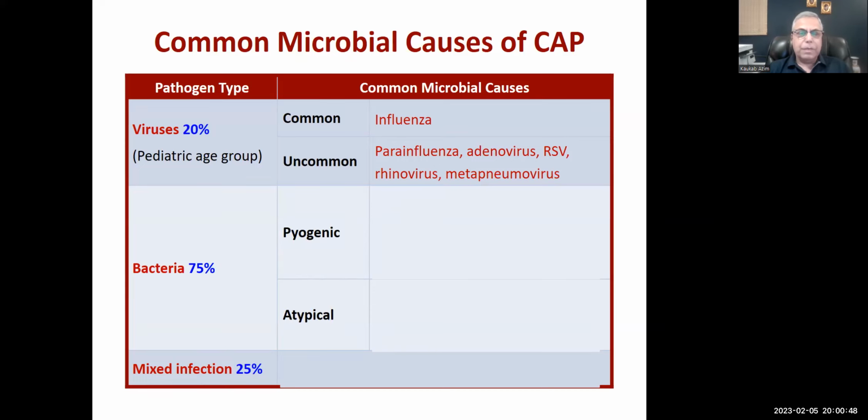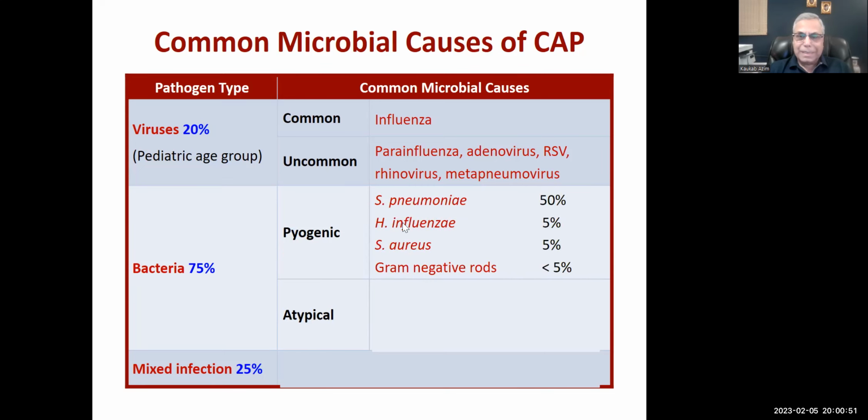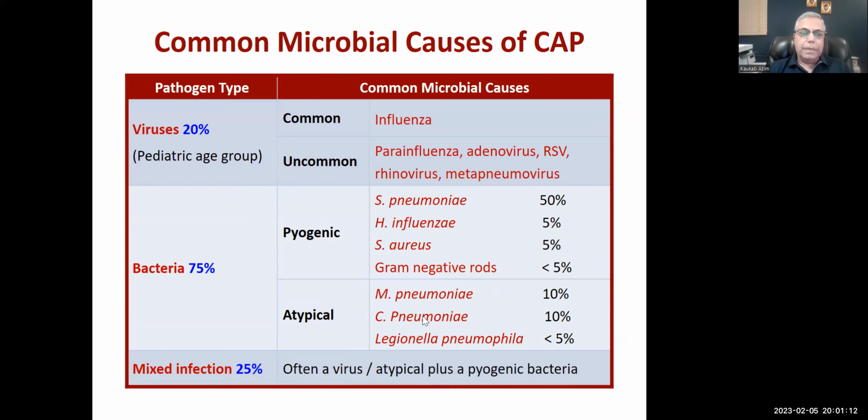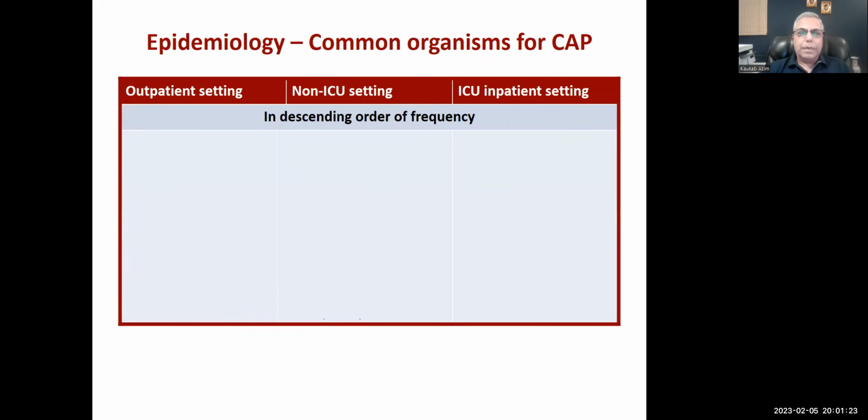Then among the bacteria, we have got pyogenic, 50% is Strep pneumoniae, H. influenzae, Staph aureus, gram-negatives 5%, not much. Atypicals are there: Mycoplasma, Chlamydia, and Legionella. So their treatment is going to be a little bit different. We give macrolides or doxycycline for these organisms. And often a virus plus atypical plus pyogenic bacteria, there could be mixed infections as well. This slide is from Harrison's Clinical Medicine.